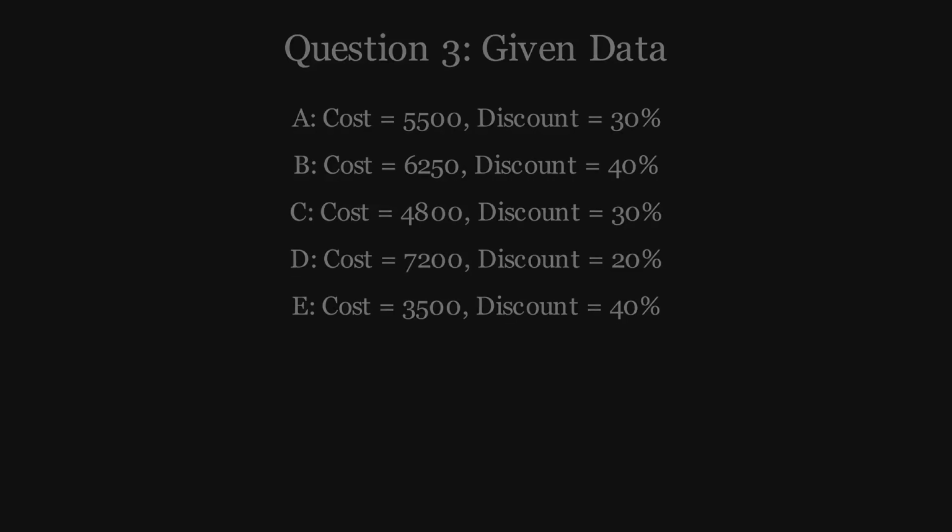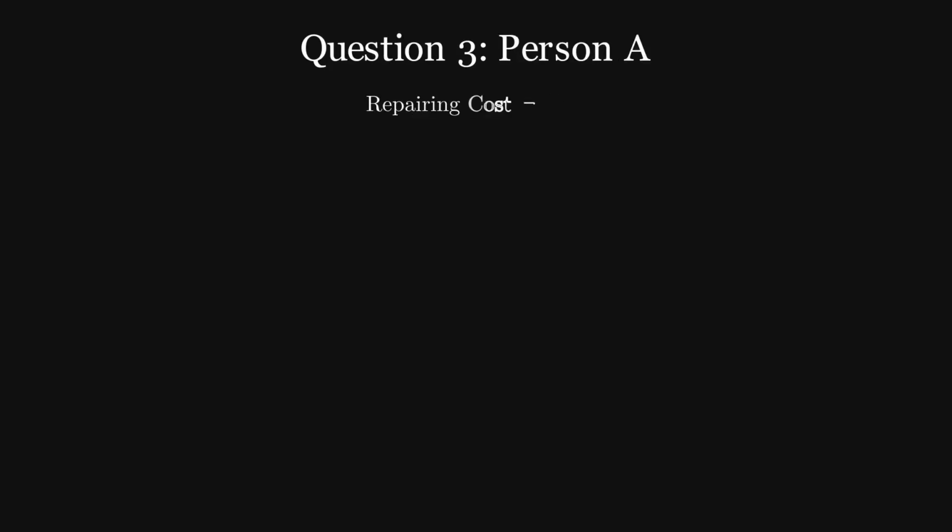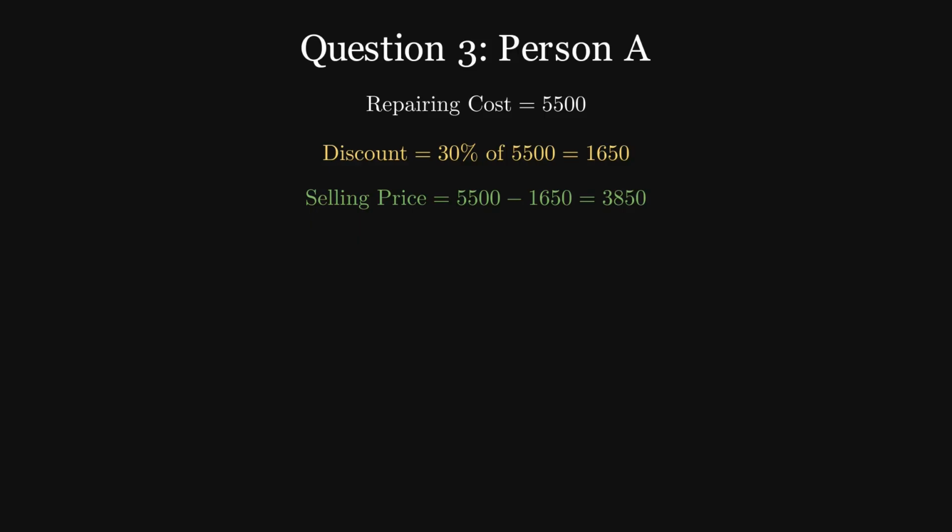For person A, repairing cost is Rs 5,500 and discount is 30%. Discount is Rs 1,650. Selling price is 5,500 minus 1,650, which is Rs 3,850. CGST is 9% of 3,850, which is Rs 346.5. SGST is also Rs 346.5.